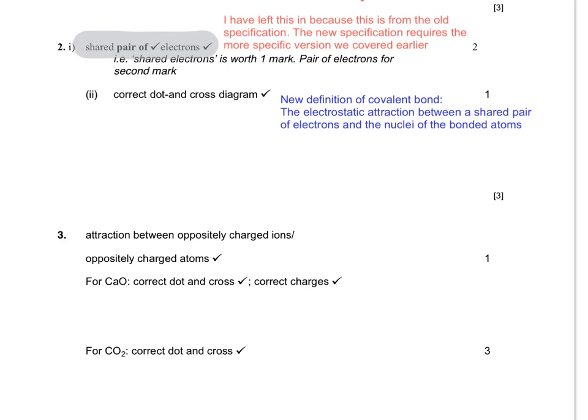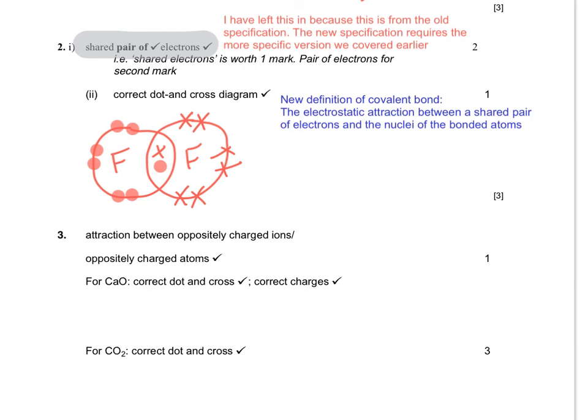And for the second part of that, it says correct dot and cross diagram. Now I took you through how to draw that, but I'll just draw it again here so you can see exactly what you need to put. So it'll be something along those lines. We said attraction between oppositely charged ions. I would advise against oppositely charged atoms, even though technically an ion is a charged atom. Just say oppositely charged ions. That's the safest way to do it.